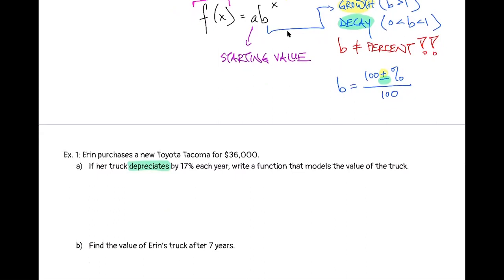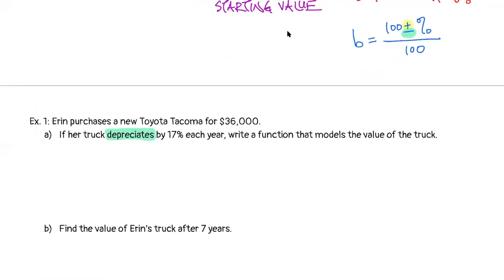But let's take a look at this first question. It says, if her truck depreciates by 17% each year, write a function that models the value of the car. As soon as I see percent, I'm thinking f of x equals ab to the x. I see the percent in the problem and automatically I connect it to, hey, this is an exponential function.